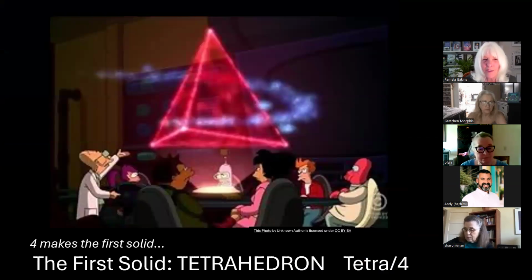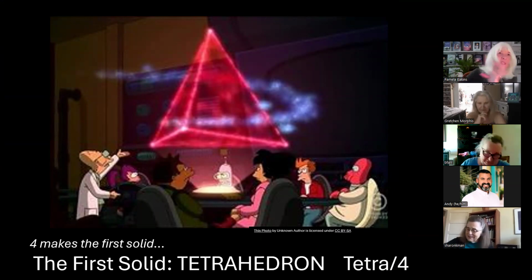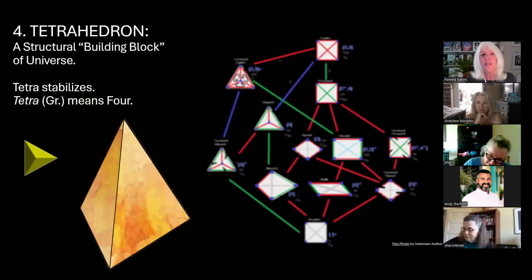And then we get to number 4, when we add a 4th point. Whoa, we got the first solid. And this proves it right here. The first solid is the tetrahedron, and tetra means number 4. And once we have that first solid, everything can move in a whole new way. The tetrahedron is a structural building block of the universe. Tetra stabilizes. That's the stabilizing force. And again, tetra means 4.